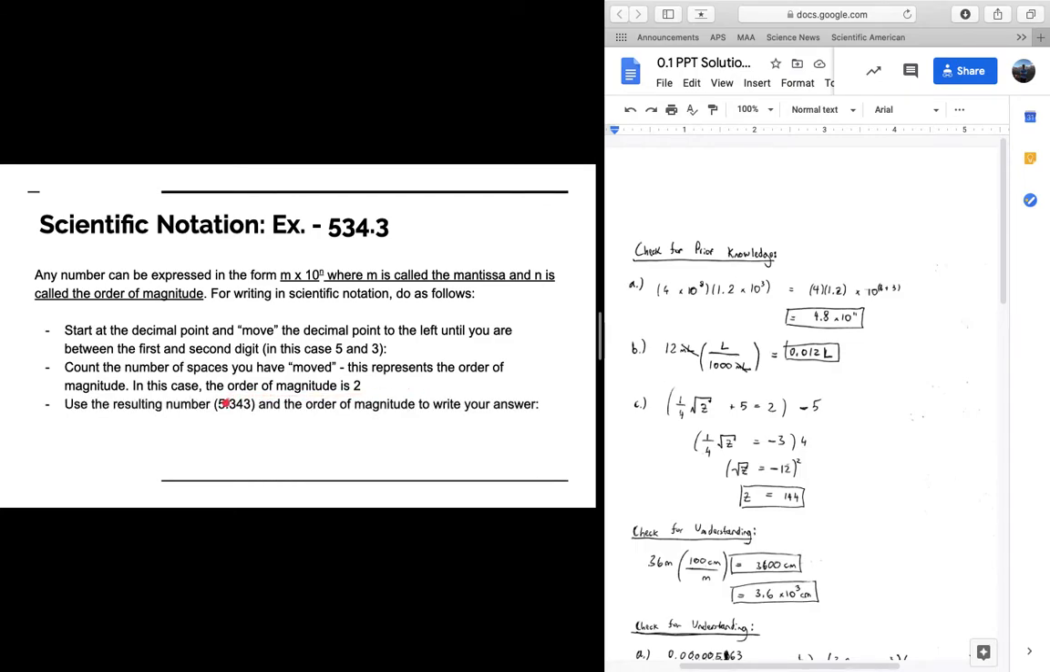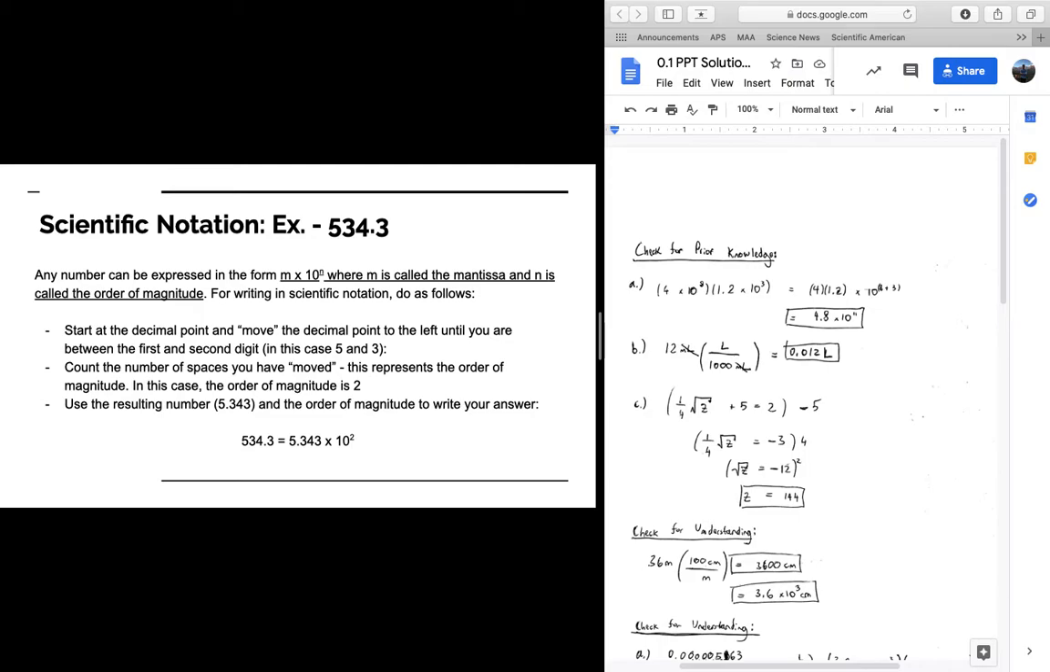The resulting number we get after moving the decimal point, which in this case would be 5.343, becomes our mantissa. So as a result, 534.3 in scientific notation would be 5.343, the number we attain after moving our decimal point, times 10 to the second power, where 2 is our order of magnitude. So this works for any number where the number is larger than 1.